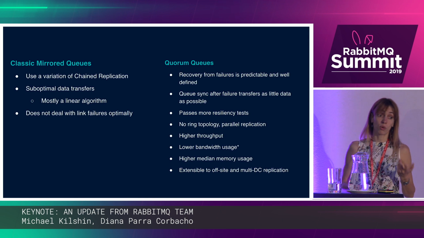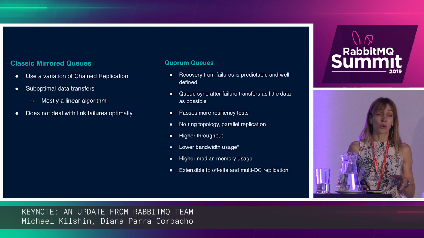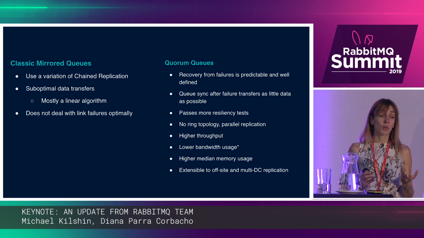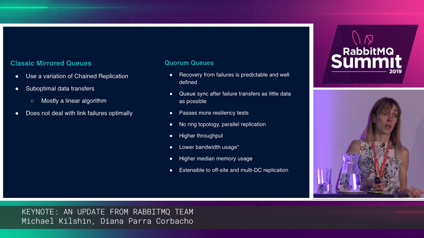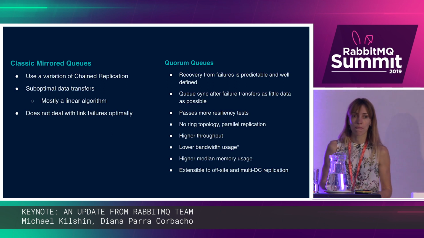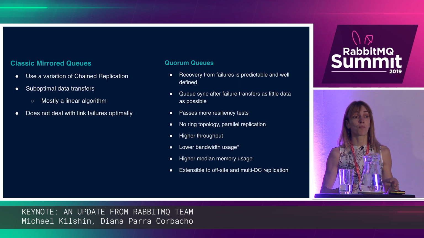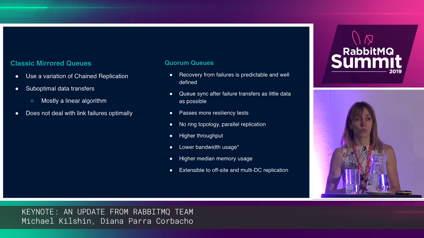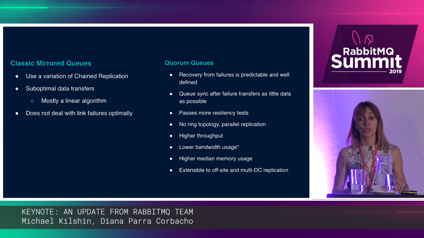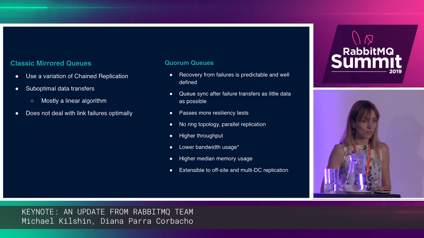Going back to quorum queues, why have we implemented quorum queues? If you have used mirror queues before, you know that they are not very resilient to network failures. The way they recover or don't recover is not very predictable. They are also not very efficient because in the internal implementation, all the replicas of the queue are connected in a ring topology, which is basically a linear algorithm. So every time you publish a message, you have to wait for it to go through the whole cluster until you can confirm it.